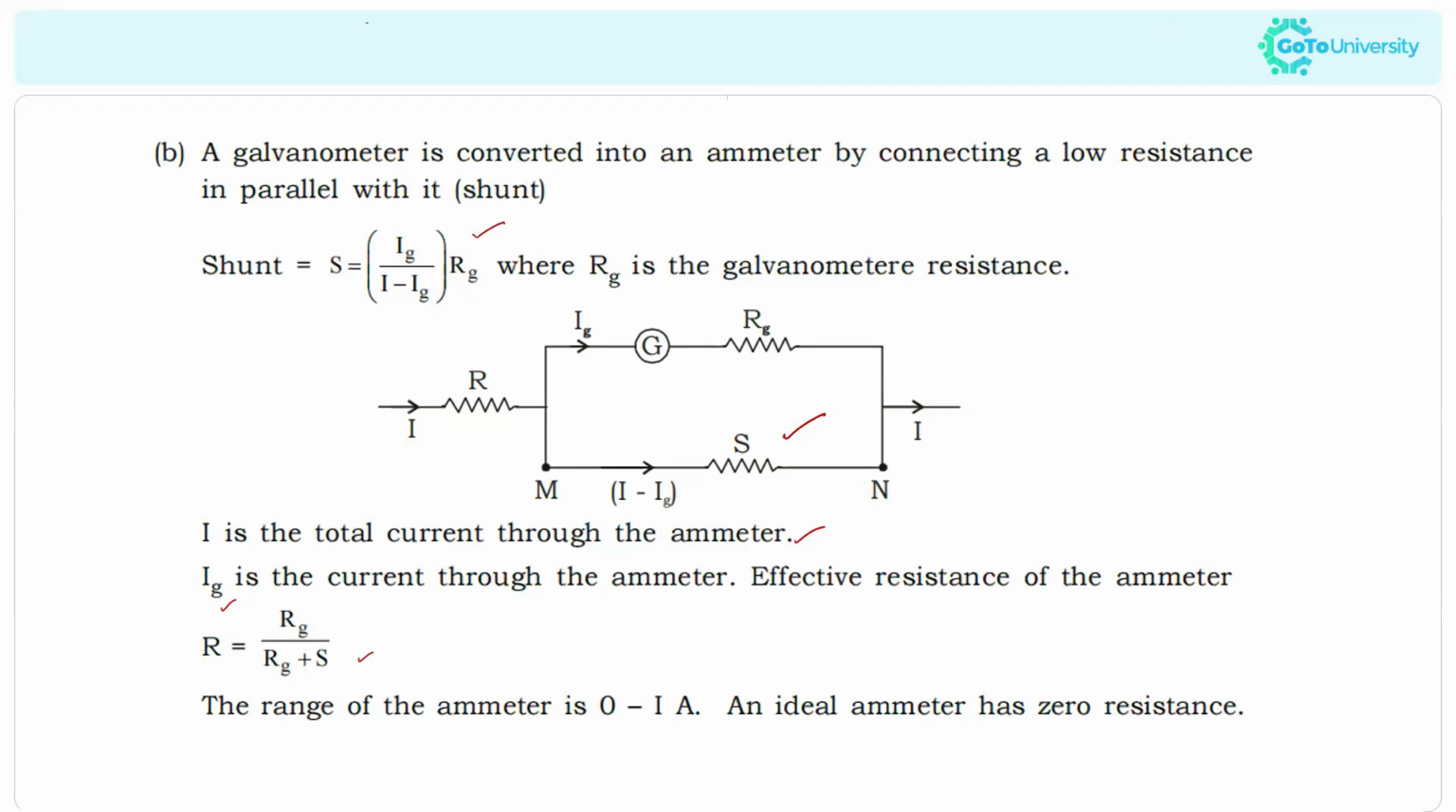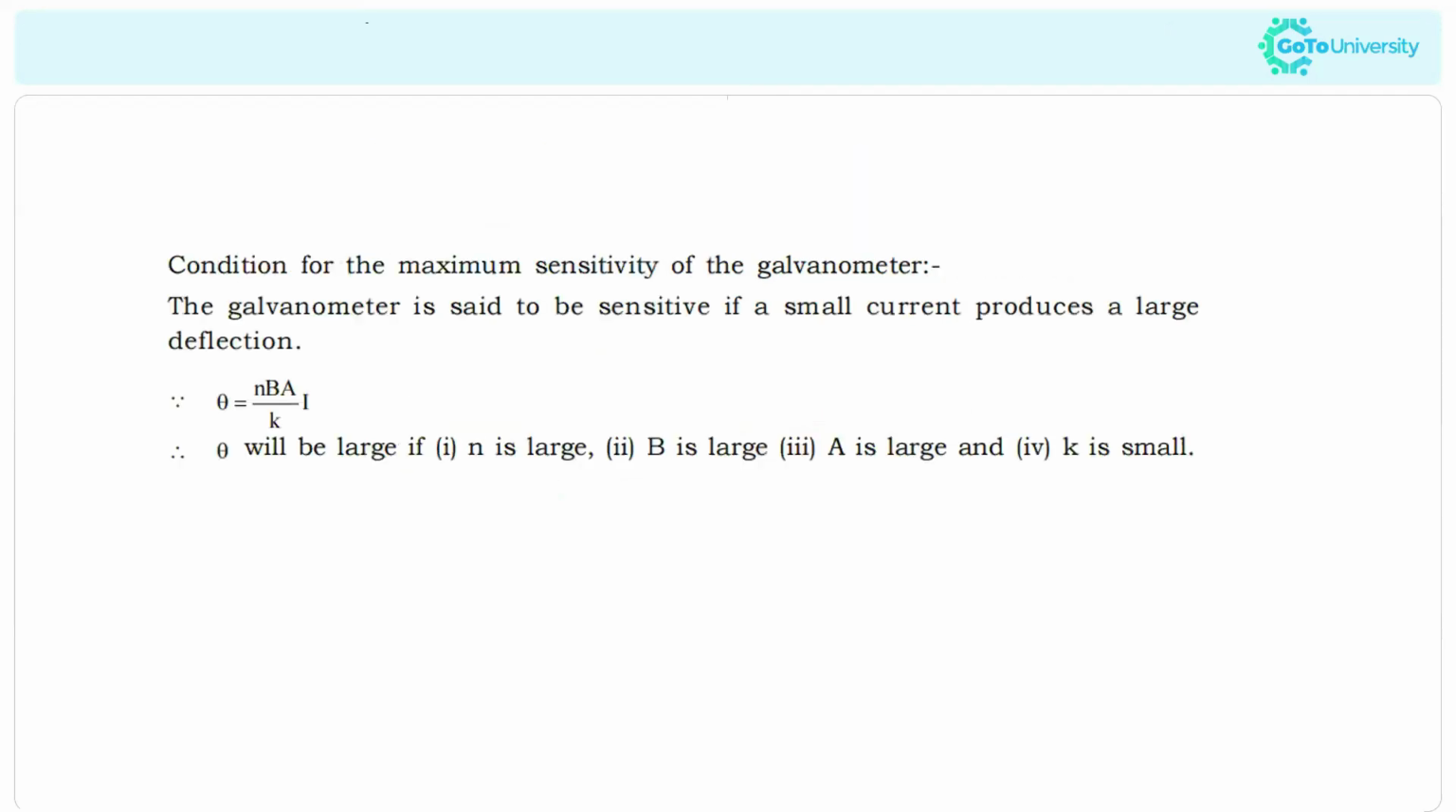Now, at the end, we are going to study what is the condition for maximum sensitivity of a galvanometer. So this is very important. The galvanometer is said to be very sensitive when a small current produces a large deflection.